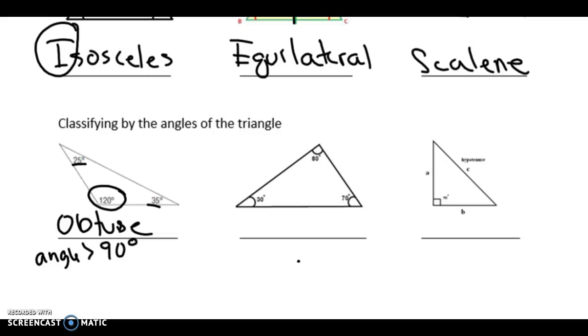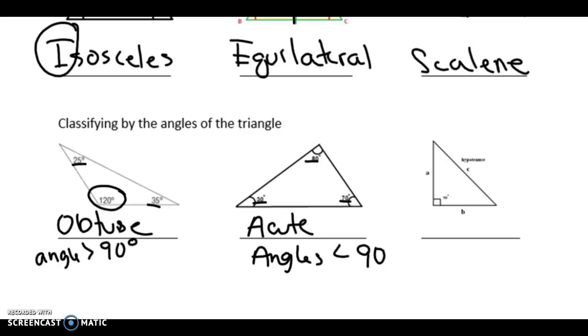The second one, we've got a 30-degree angle, a 70-degree angle, and an 80-degree angle. All angles are less than 90 degrees. So that makes this an acute. Okay, remember, he's so cute. They're all so cute angles. They're less than 90.